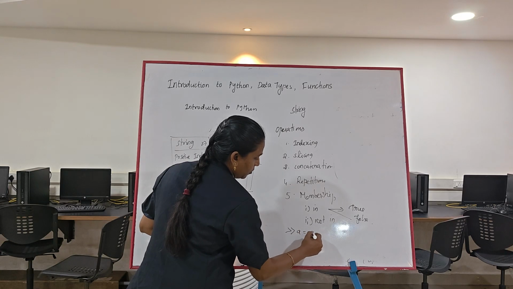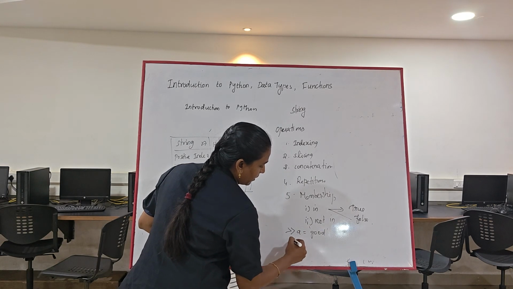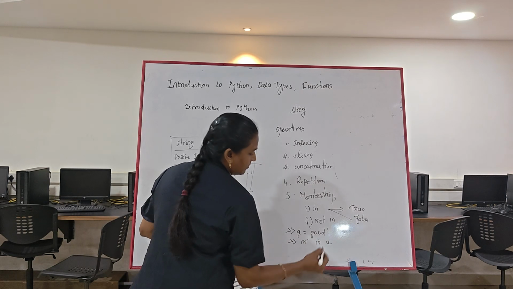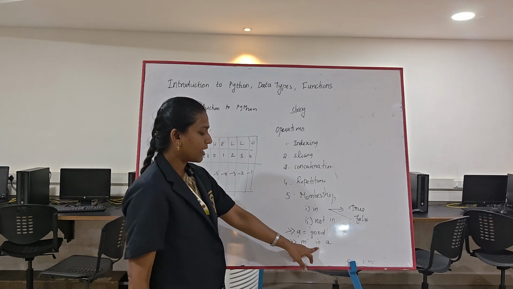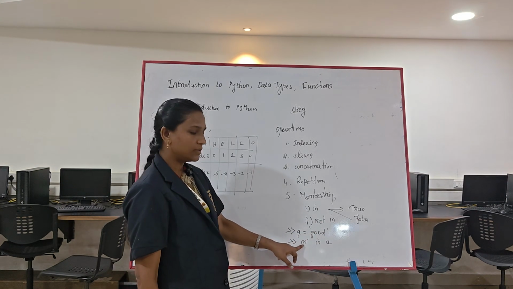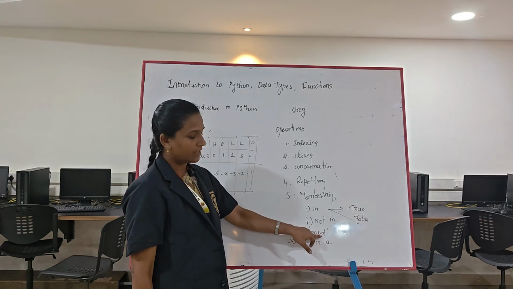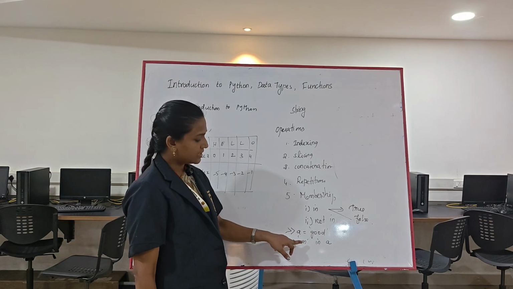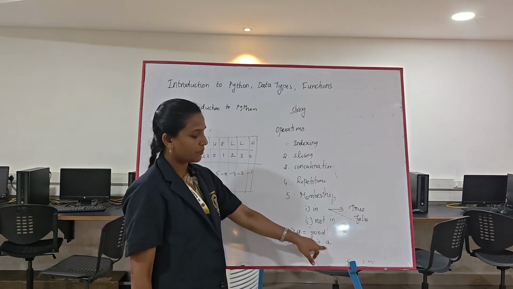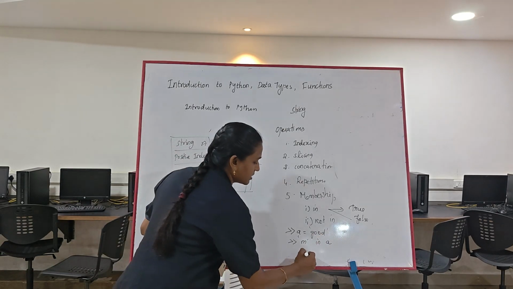A is equal to good. So I will find M in A. Here I have used the operator in. I am going to check whether the character M is in the string A. If it is there, it returns true. If it is not there, it returns false. Here M is not there, so it returns false.